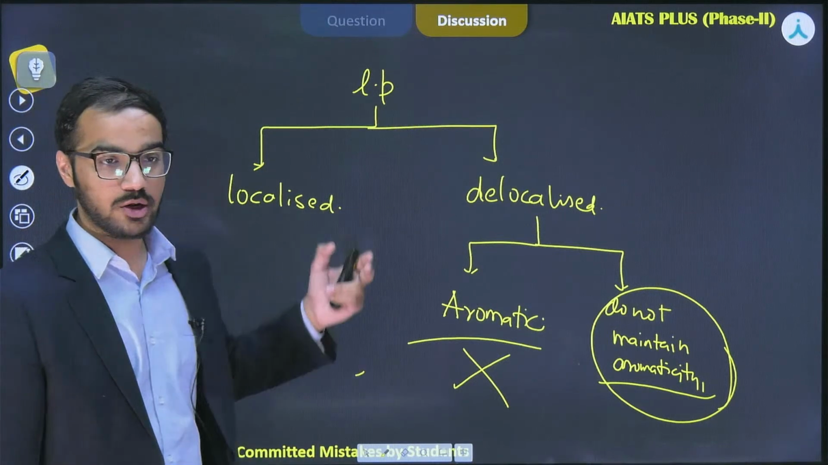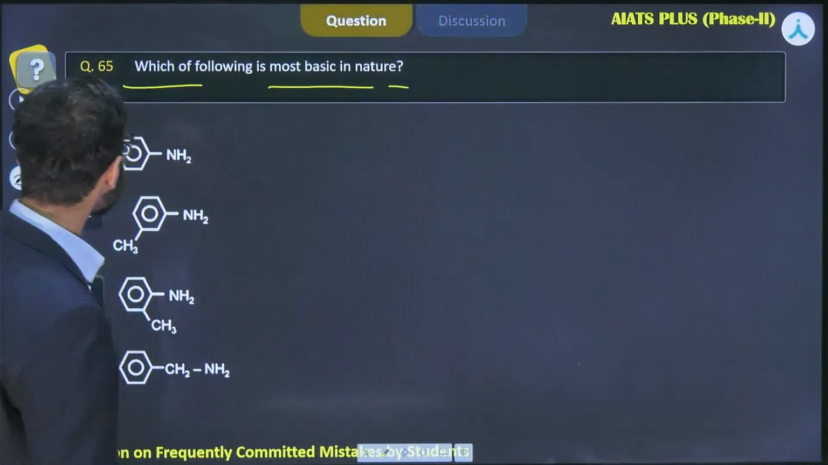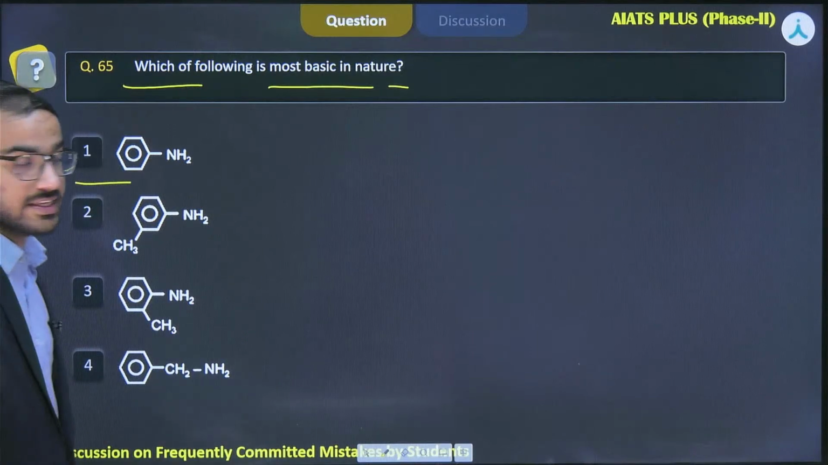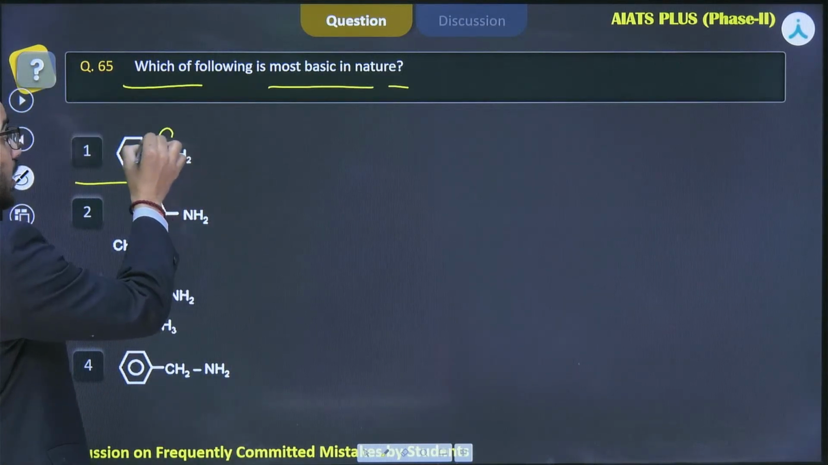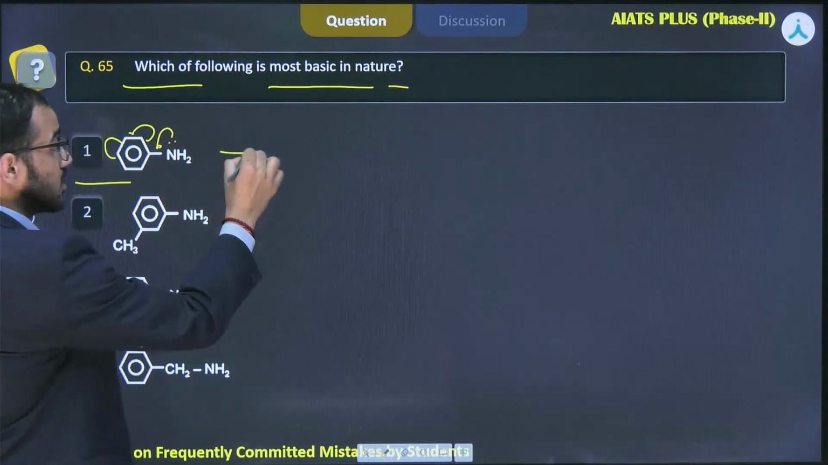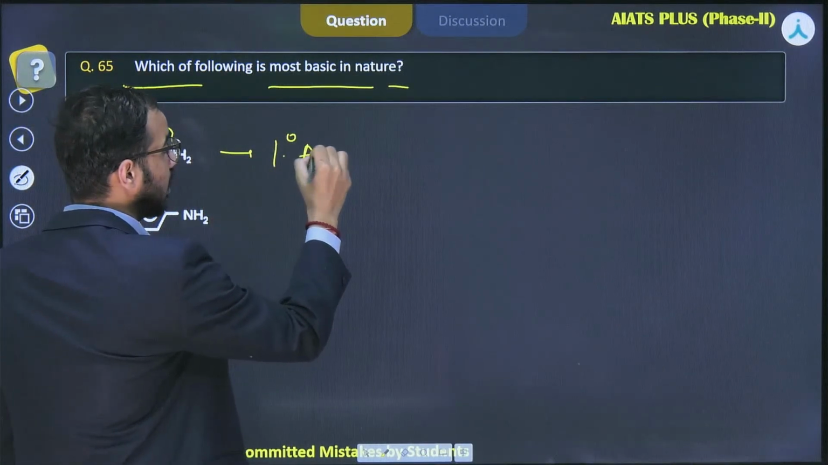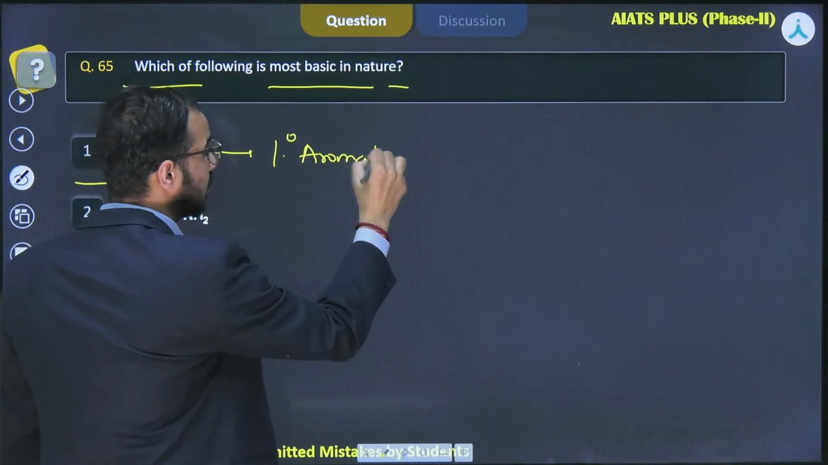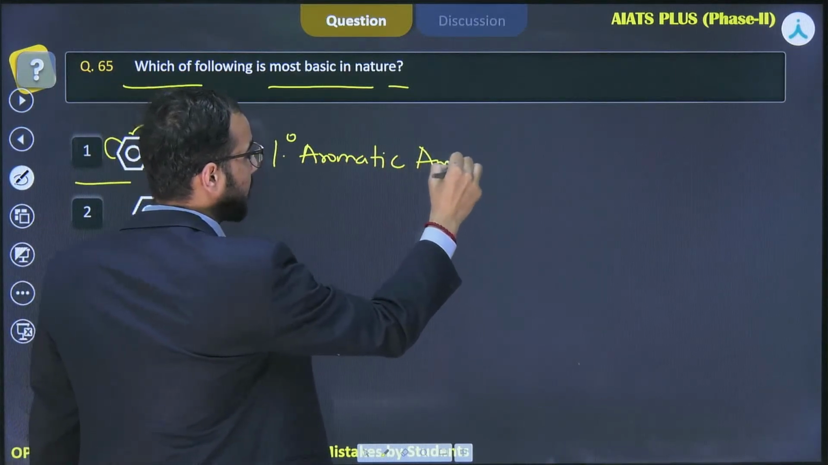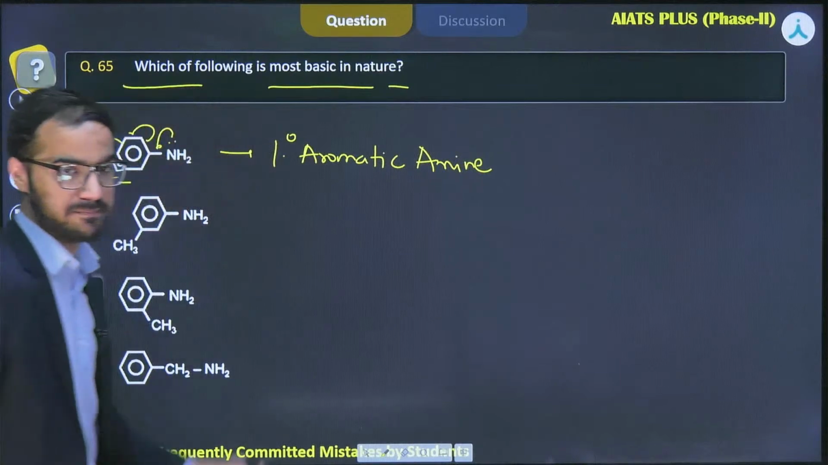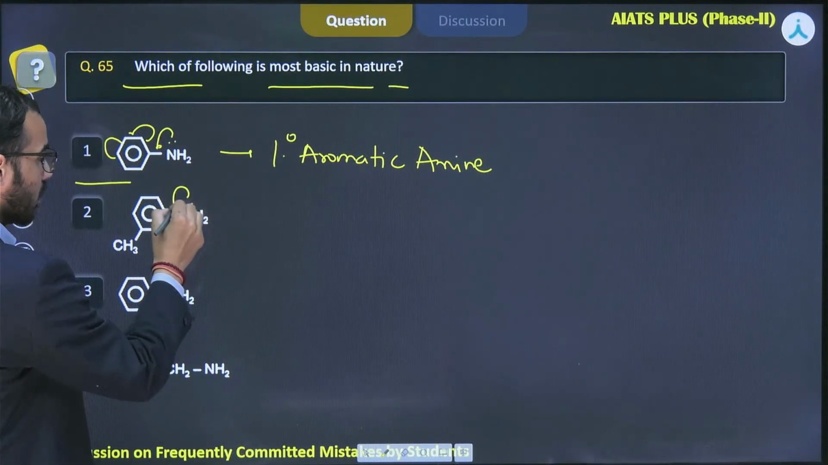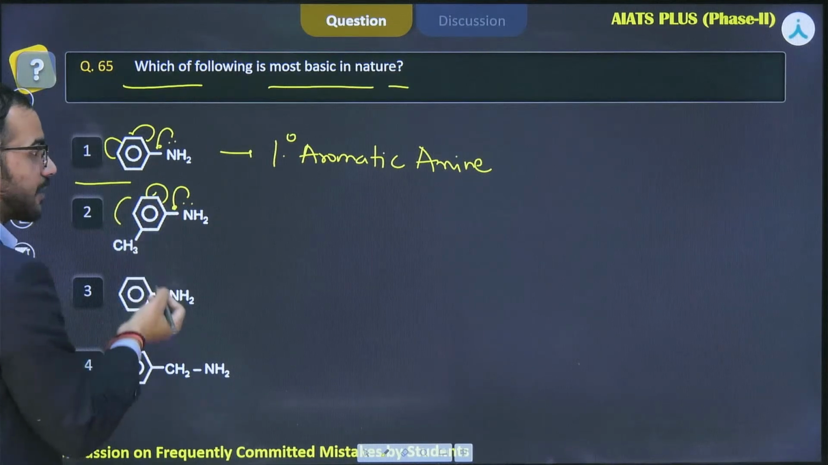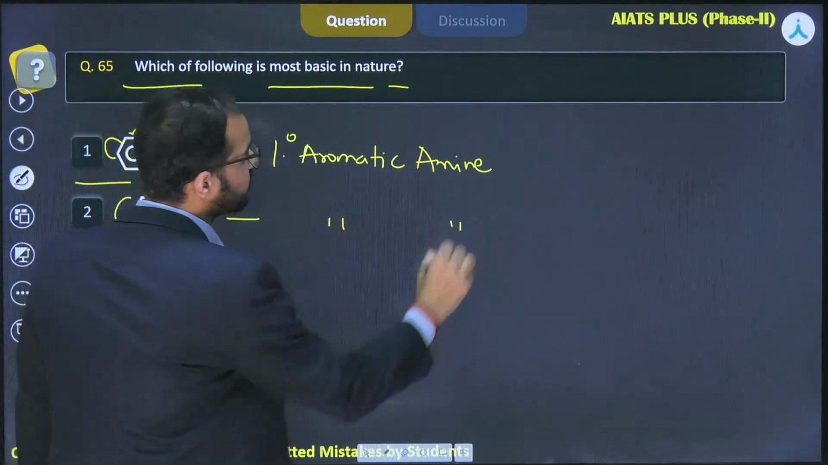Okay, let us try to move into the depth. In the very first part, we can say that the lone pair of nitrogen is involved in aromaticity. We can say that this is a primary aromatic amine. If we classify, this is simply an aniline. In the very second part, the lone pair is also delocalized in that portion. This is also the same.